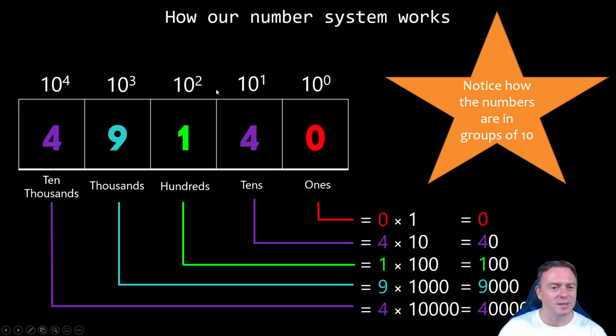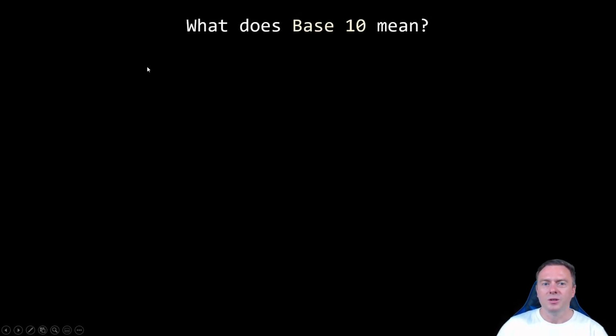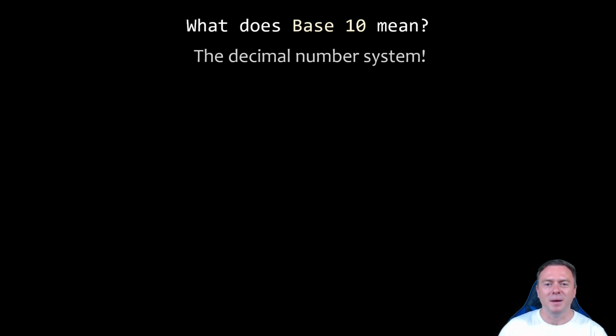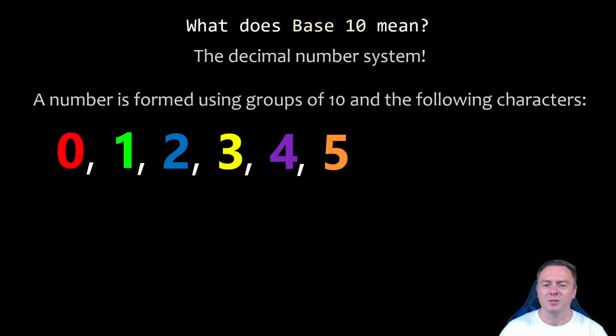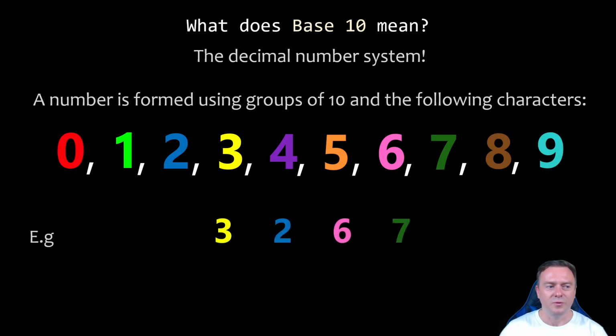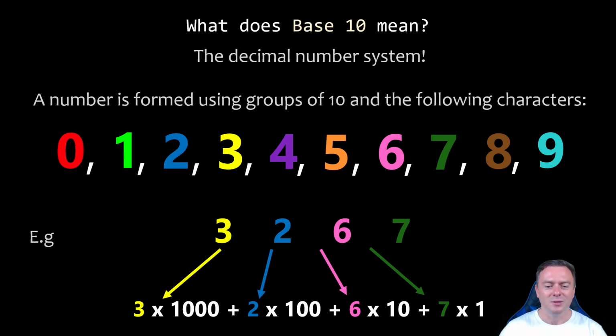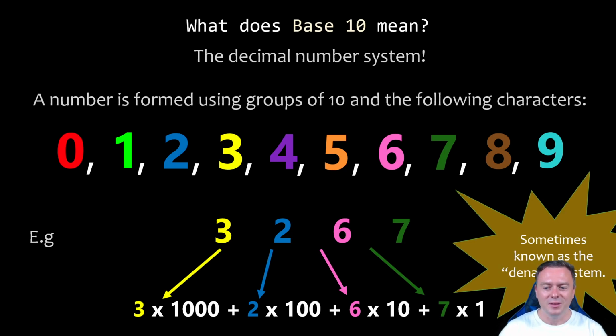So the base of these powers is all at base 10, which is going to be useful when we get there. Okay. So what does base 10 mean? Basically, it's the decimal number system. So base 10 is the number system that you guys have used already. A number is formed using groups of 10, using these same characters again. For example, 3,267 is 3 lots of 1,000, 2 lots of 100, 6 lots of 10, and 7 lots of 1. This is also sometimes known as a denary system.